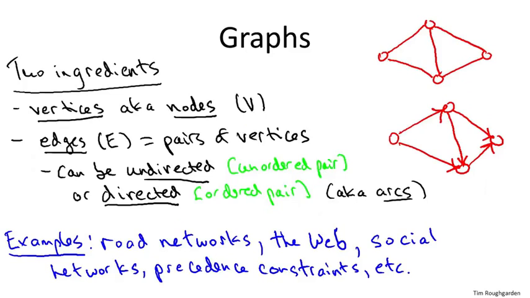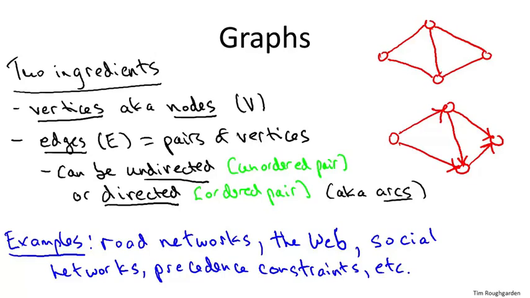It really has two ingredients. First of all, there's the set of objects we're talking about. Those might be called vertices. Synonymously, we might call them nodes. We represent pairwise relationships using edges. These can be either undirected, in which case they're unordered pairs, or an edge can be directed from one to another. In that case, they're ordered pairs and we have a directed graph.